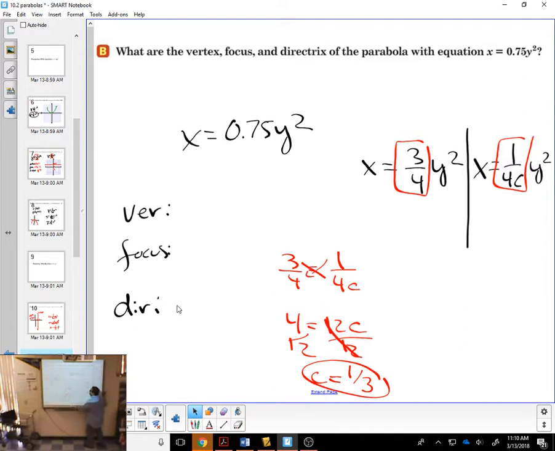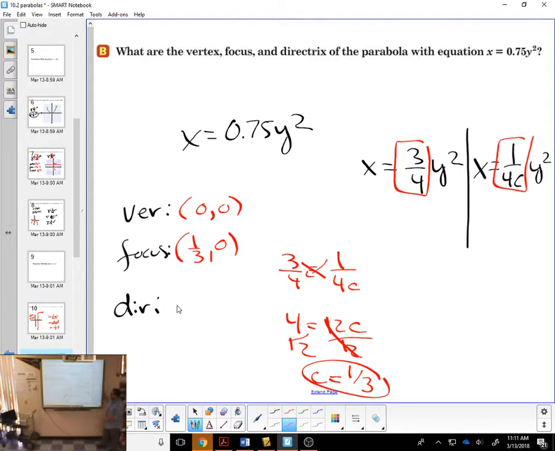Obviously, I see that there's no shifts. So my vertex should be at 0, 0. My focus should be at 1/3, comma 0. There's no shifts here. And then my directrix, where should my directrix be? Is it y equals or x equals? X equals.